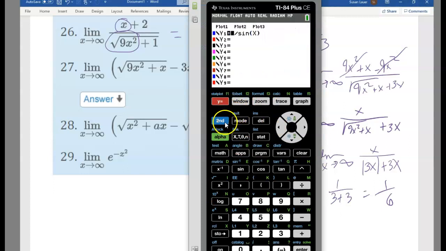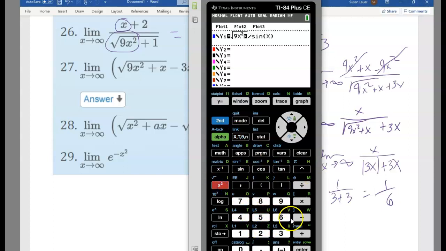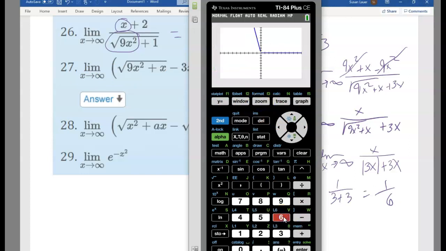So if you put that in your calculator, y equals the square root of 9x squared plus x, then minus 3x. I should have cleared that out before I started, but that's all right. I want to do as x goes to infinity, so if I'm looking at the graph, that's zoom 6, and it looks like an absolute value almost. So we end up with this graph like this.